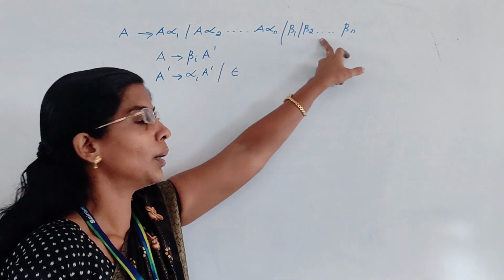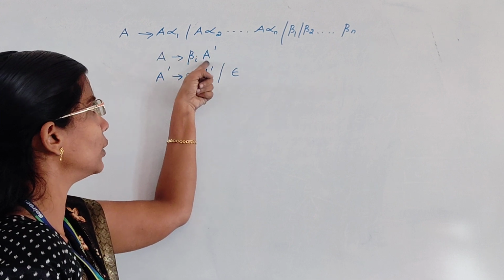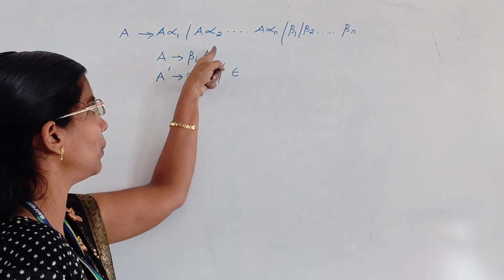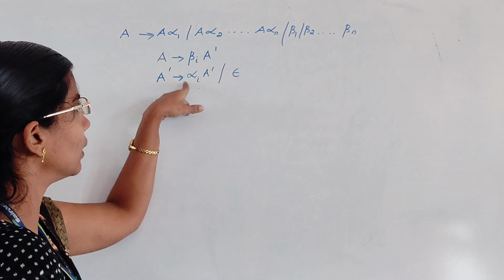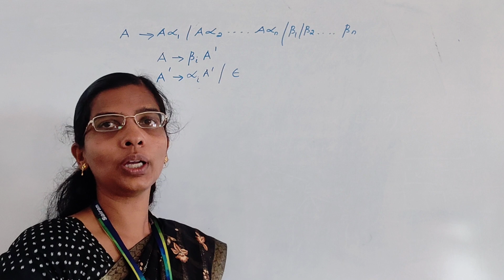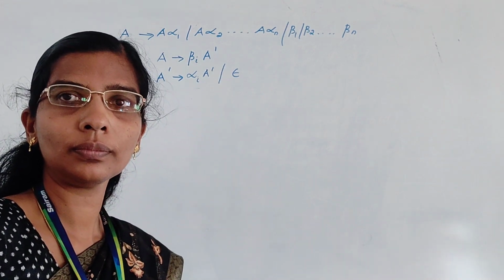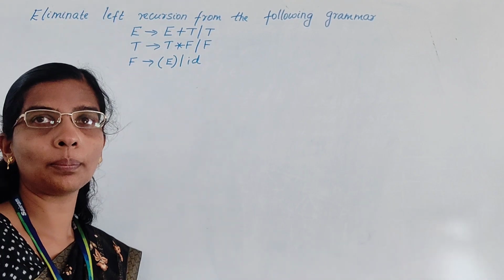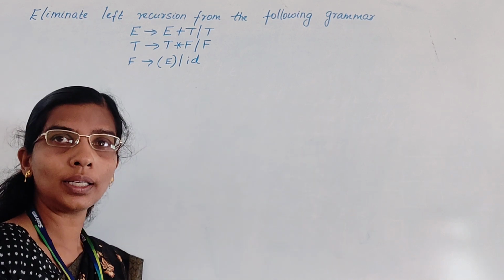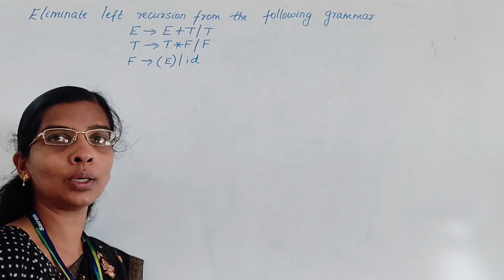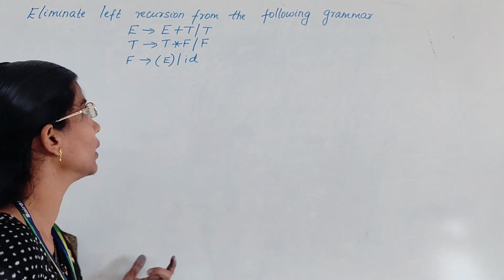First write the portion without left recursion and give a new name to this variable, A dash. Then write what A dash is: the alpha part followed by A dash, and include the epsilon production. We can see an example. Look at this example. You have to eliminate the left recursion from the following grammar. Three rules are given.